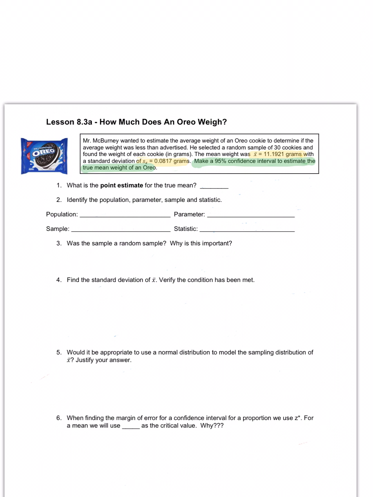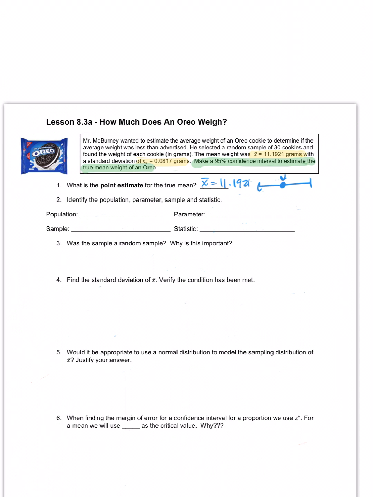What's our point estimate? Do you remember what a point estimate is? The median, like, in between. The middle. It's the middle, yeah. It is the middle of our interval, right? So we start with our sample statistic. That's what starts it. So what is our point estimate in this case? It's the X bar, right? 11.1921.